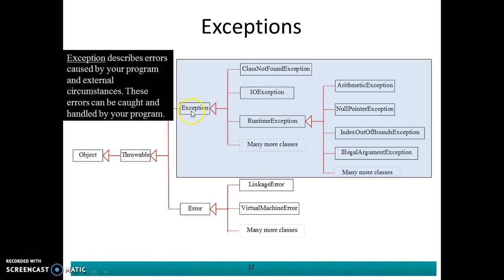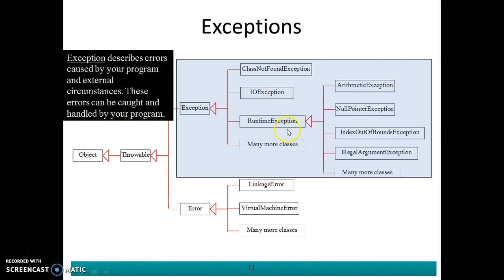As you can see here, Exception contains several classes, such as ClassNotFoundException and IOException, the class that deals with input and output. For instance, this class will be used if there is an error related to file usage. For example, if you try to open a file that does not exist, it will give you an error message from this class.